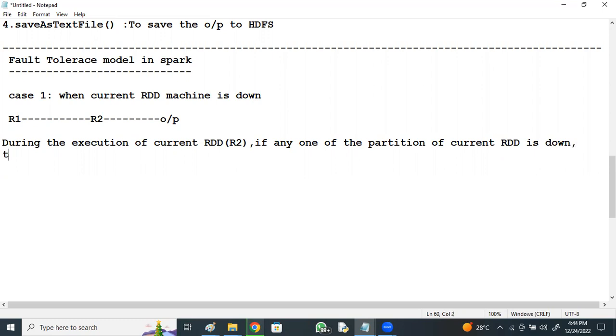then all the current RDD partitions, P1, P2, P3 of R2, will be deallocated. Deallocated means cleared from the RAM.